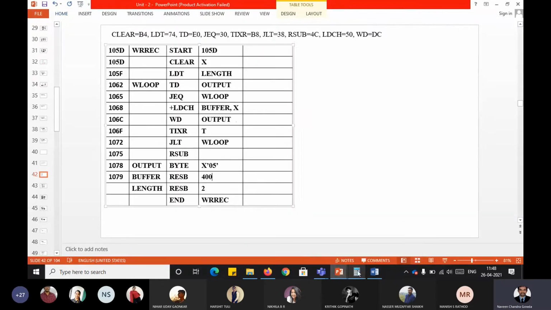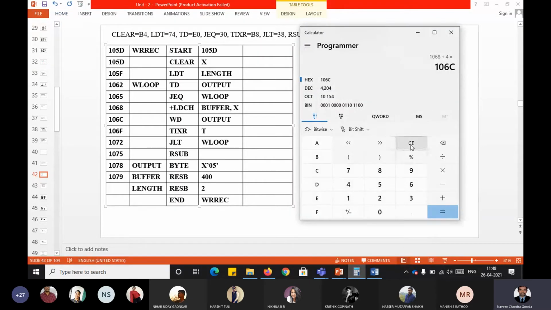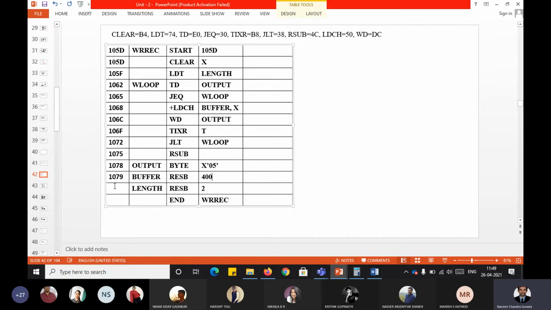You need to convert that. Converting from where? In decimal it is 400. What will be the hexadecimal? It is 190. So decimal value 400 needs to be converted to the hexadecimal value 190. That 190 needs to be added to this 1079. So 190 plus 1079, you get 1209.